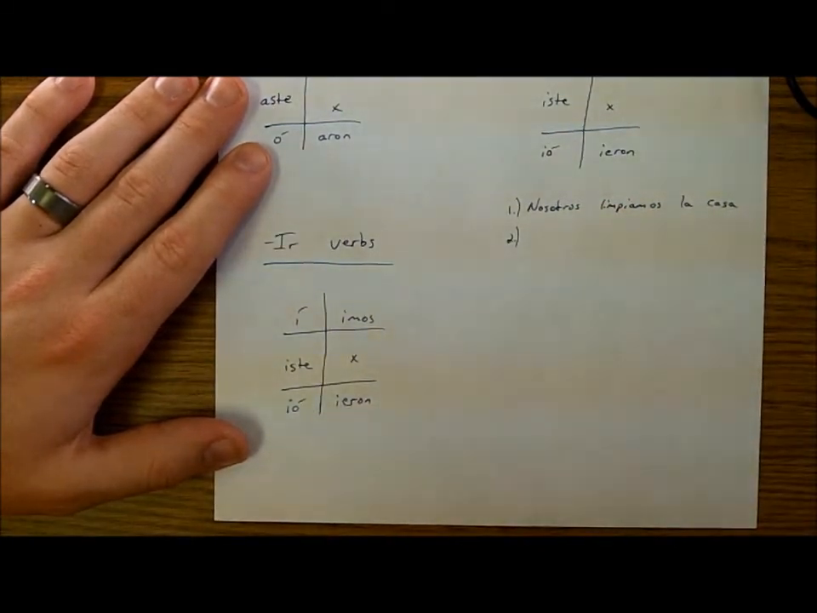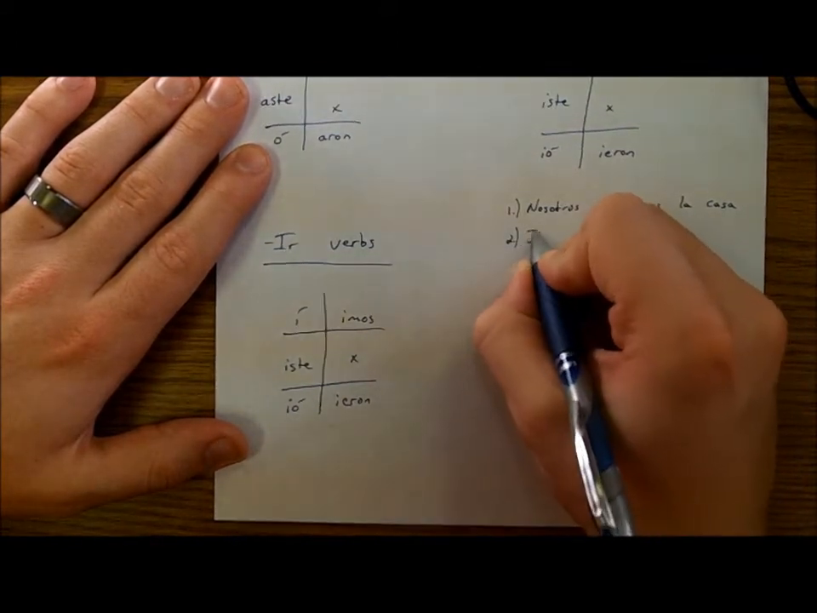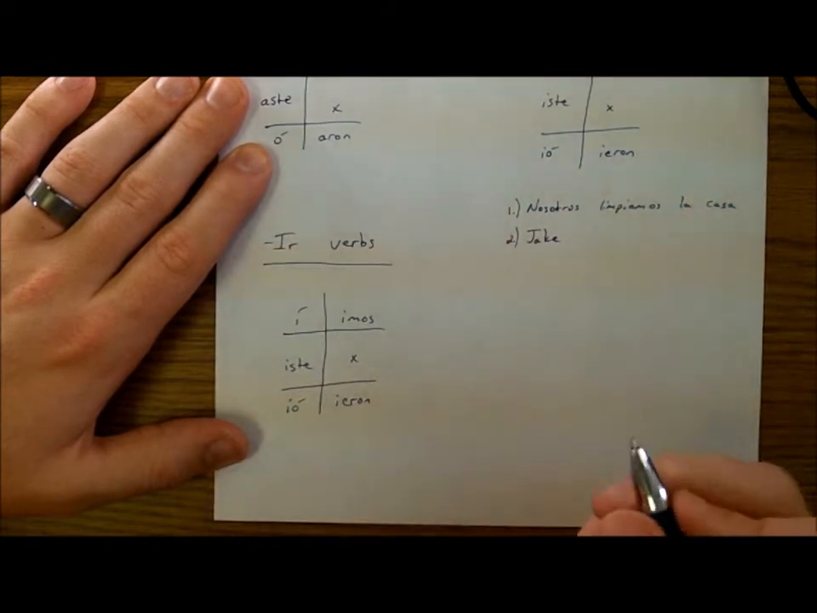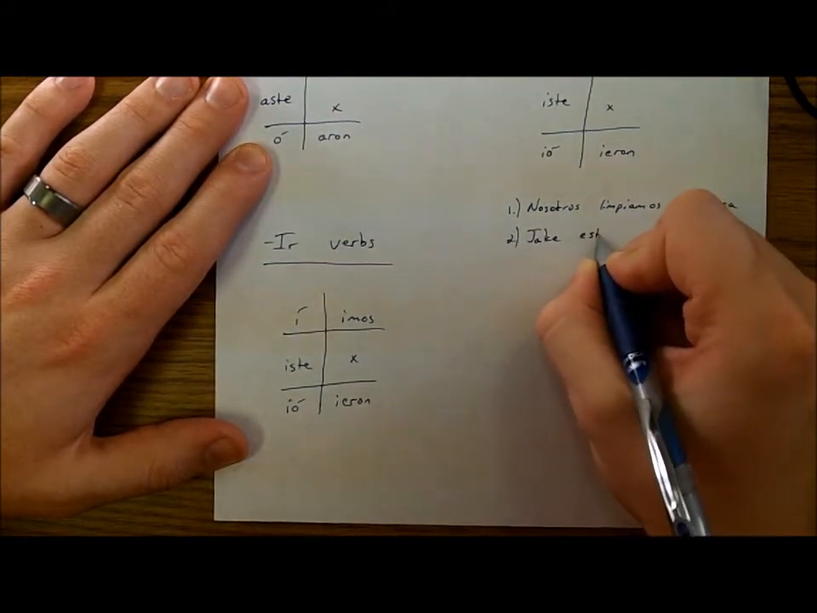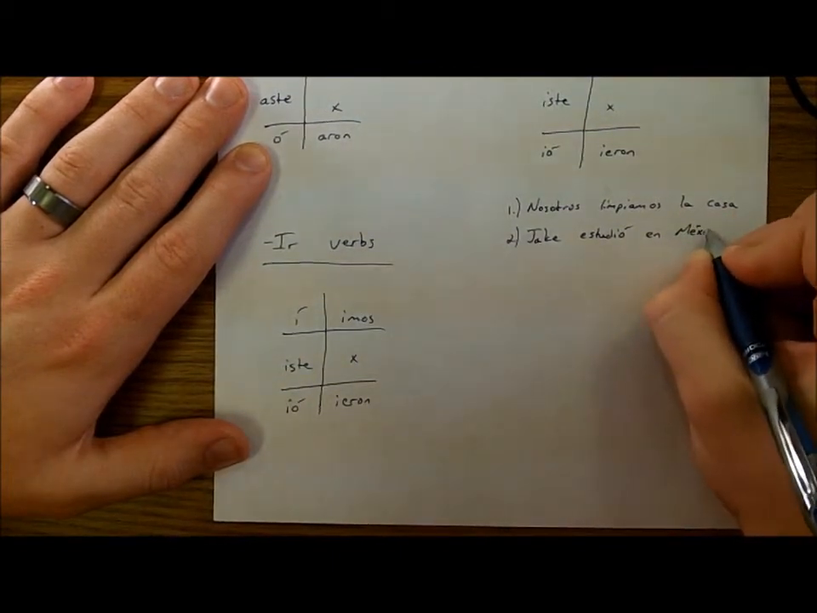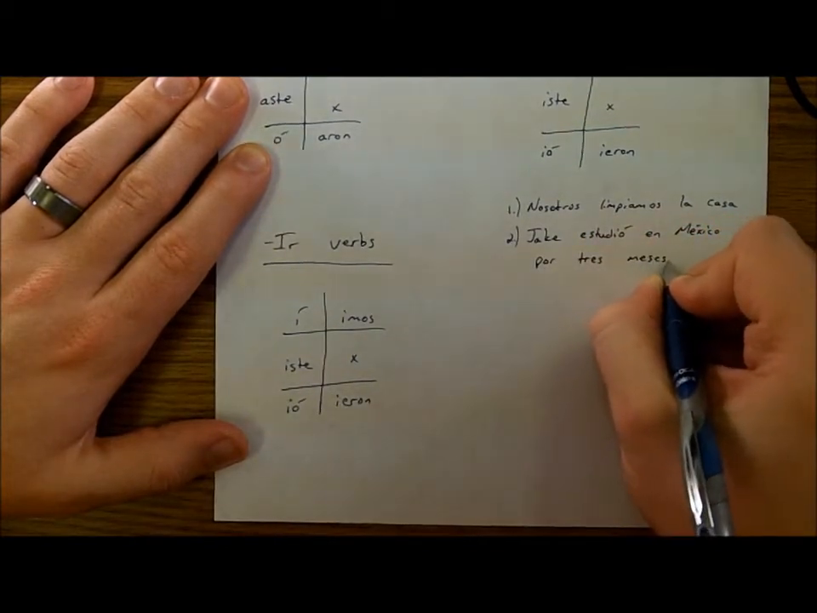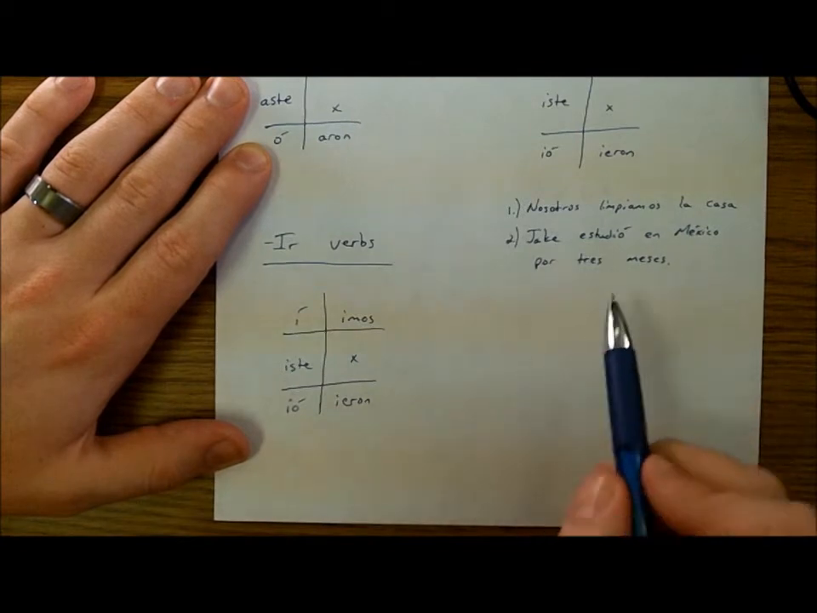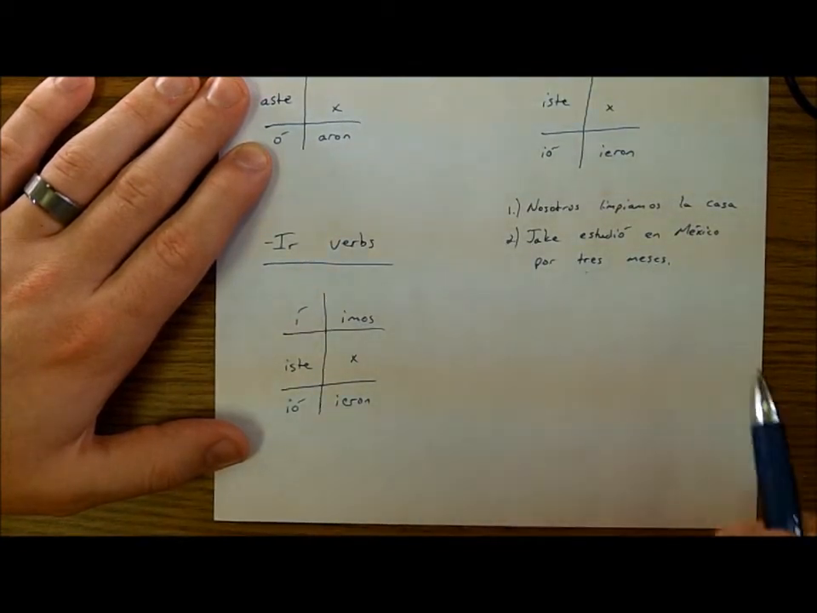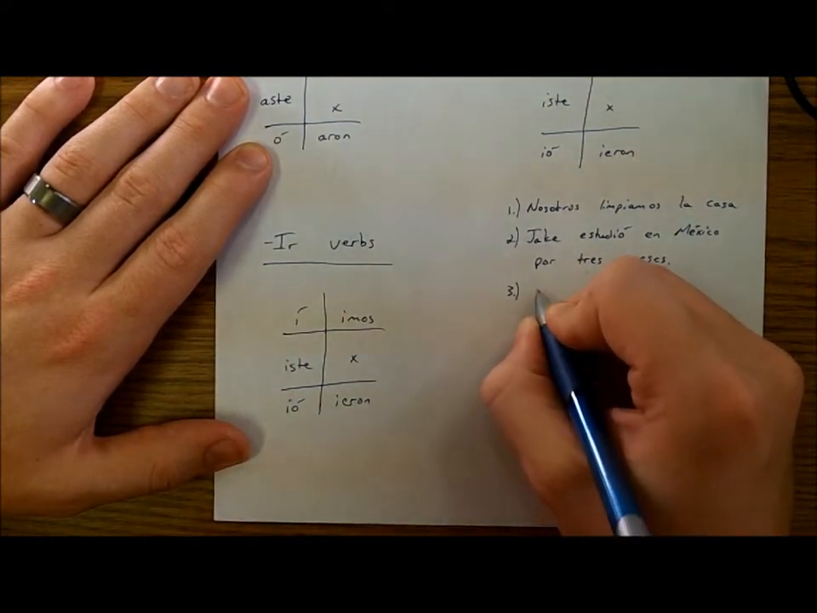Okay, second one. Jake studied in Mexico for 3 months. So, Jake, our verb is estudiar. So, estudió en México por 3 meses. We had to use the preterite there because we had a limited period of time, 3 months. He studied there, it's over, it's in the past. It's a completed action.